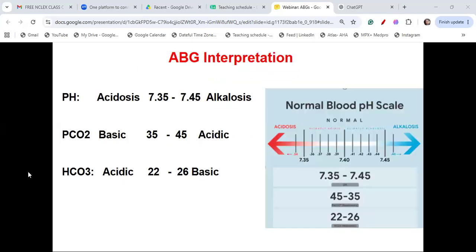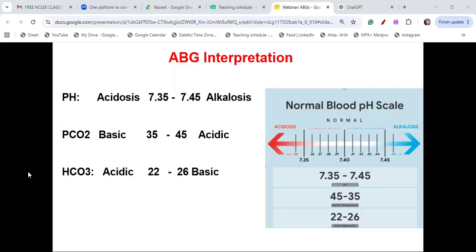Again, I'm just going to highlight the normals. I've said that pH ranges between 7.35 to 7.45. Anything on the left side is acidosis. When the value goes on the higher side, it is alkalosis. To say whether it is acidosis or alkalosis, we base it on the pH. So pH is our guiding factor.